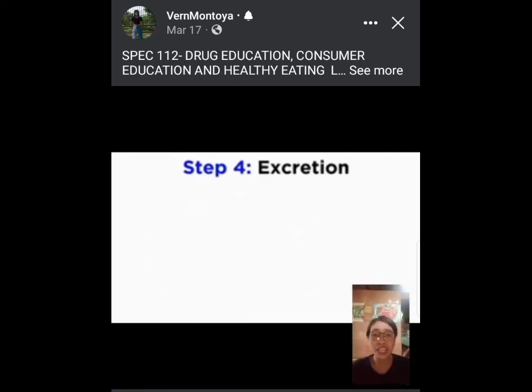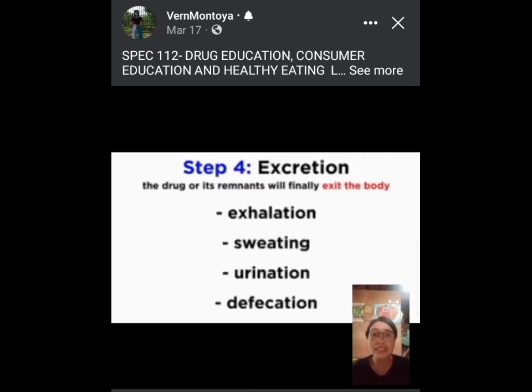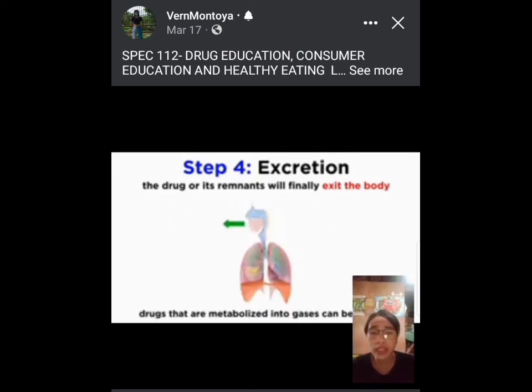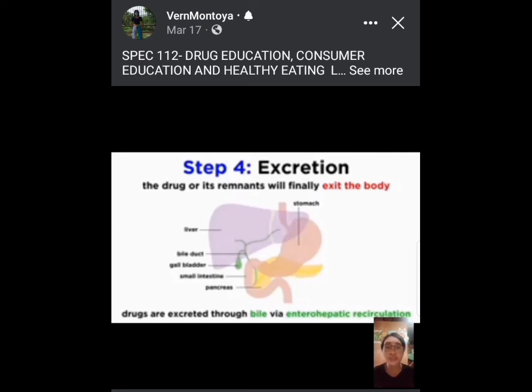Finally, after metabolization, there is excretion, where the drug or its remnants exit the body. This is typically done via exhalation, sweating, urination, or defecation. The kidneys are heavily involved in this process as they must remove harmful substances from the bloodstream. Some drugs are metabolized into gaseous form and are thus easily exhaled. Some drugs are excreted through bile, a substance secreted by the liver to aid in digestion.